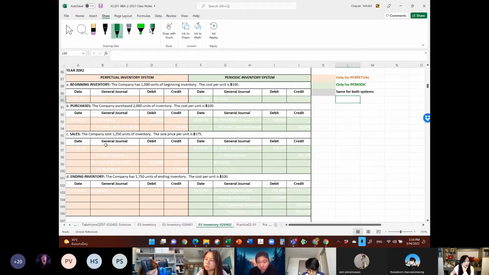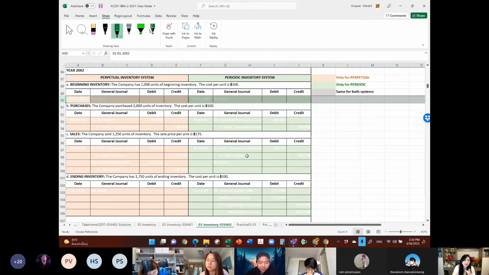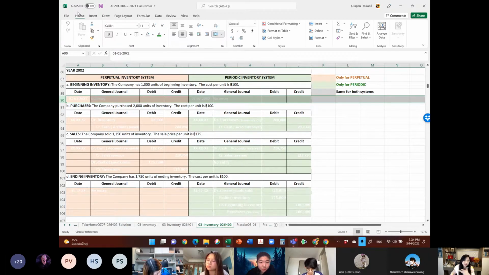All right, so for now, let's take a look at this example. For this particular example, at the beginning of the accounting period, the company has 1,000 units at the beginning of the year, and the cost is 100. So my question to you is, do we need to record anything related to the beginning inventory? Would there be any debits and credits recorded for the beginning inventory? No. No, right? Why so?